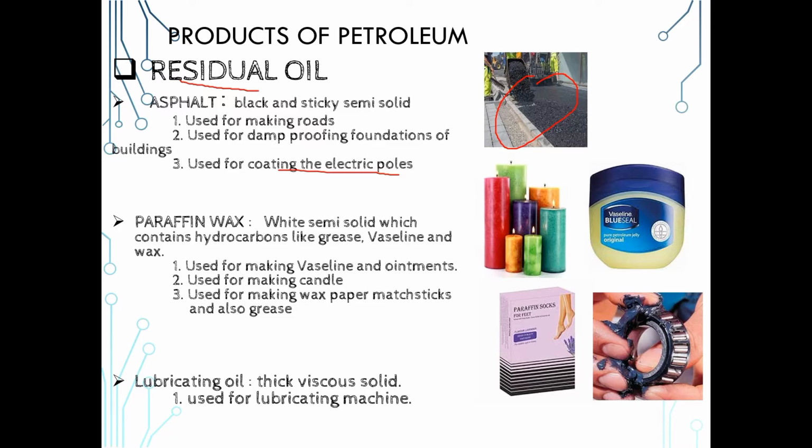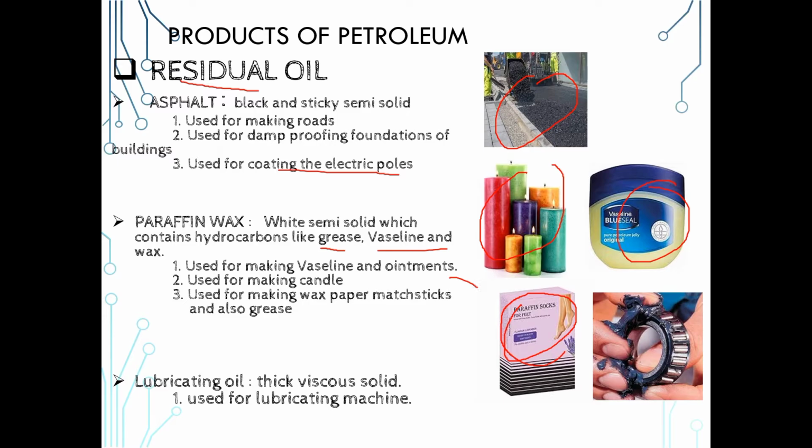You might have seen this in a candle. It is a white semi-solid which contains hydrocarbons like grease, vaseline and wax. Paraffin wax is used for making the white semi-solid and then vaseline. This is also used for making creams, like this one.